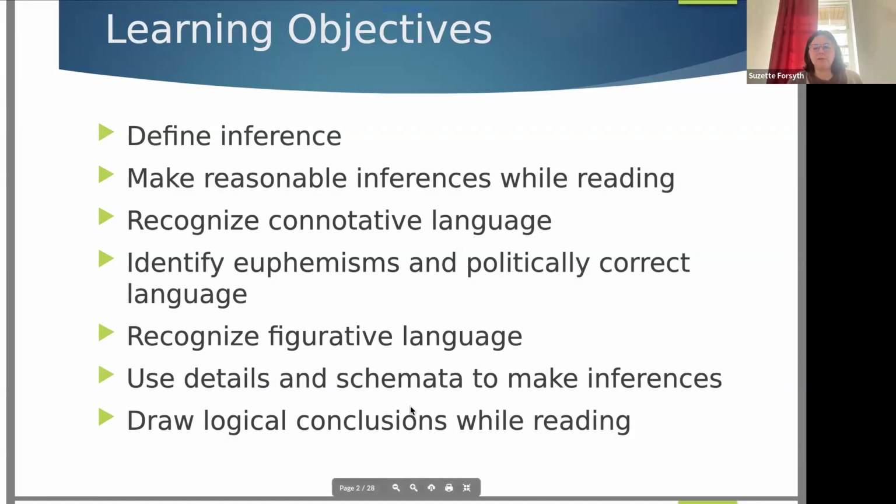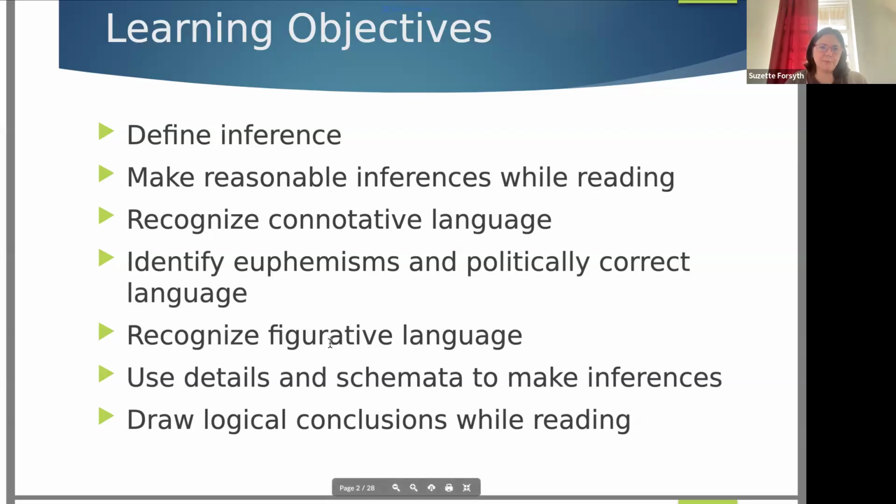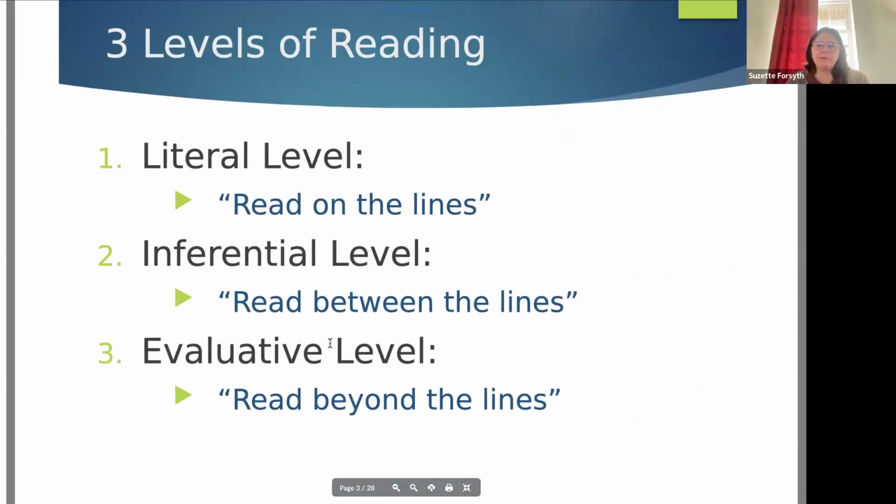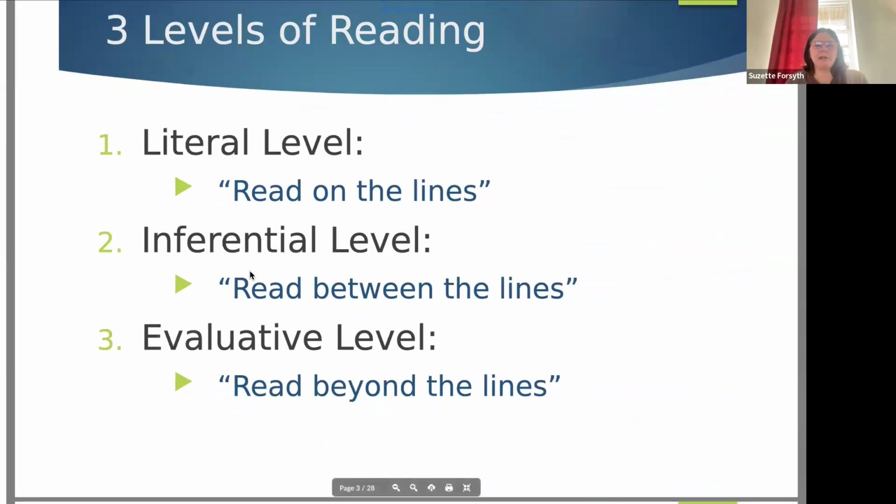Making logical conclusions while reading as well. So using logic when not everything that you need to know is precisely in the text. You have to kind of draw some conclusions. So there's 3 levels of reading. In order to understand the inferential level, it's good to learn about what the other 2 levels are.